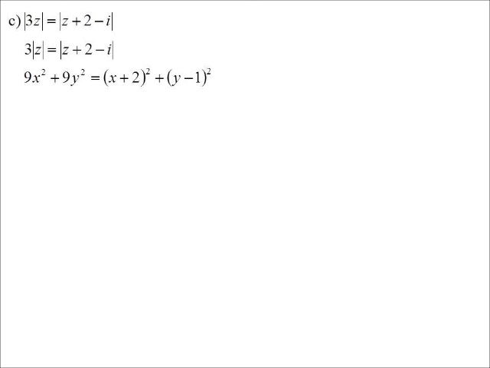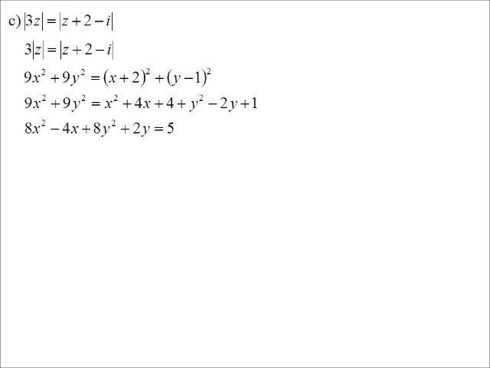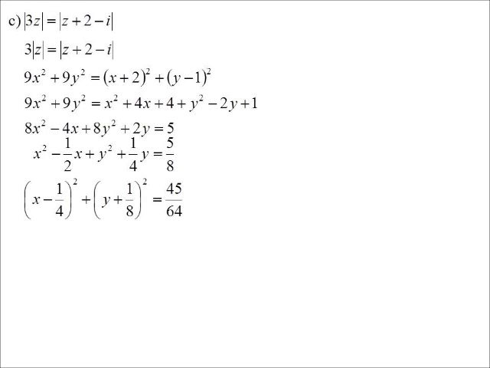And on the other side, x plus 2, because that would be the real part squared. Y minus 1, that would be the imaginary part squared. Expand the whole thing out. Collect like terms. It's starting to look like a circle. Let's divide everything by 8. Almost there. Add half the coefficient of x squared, half the coefficient of y squared. X minus a quarter. There's nothing to say it had to be a whole number.